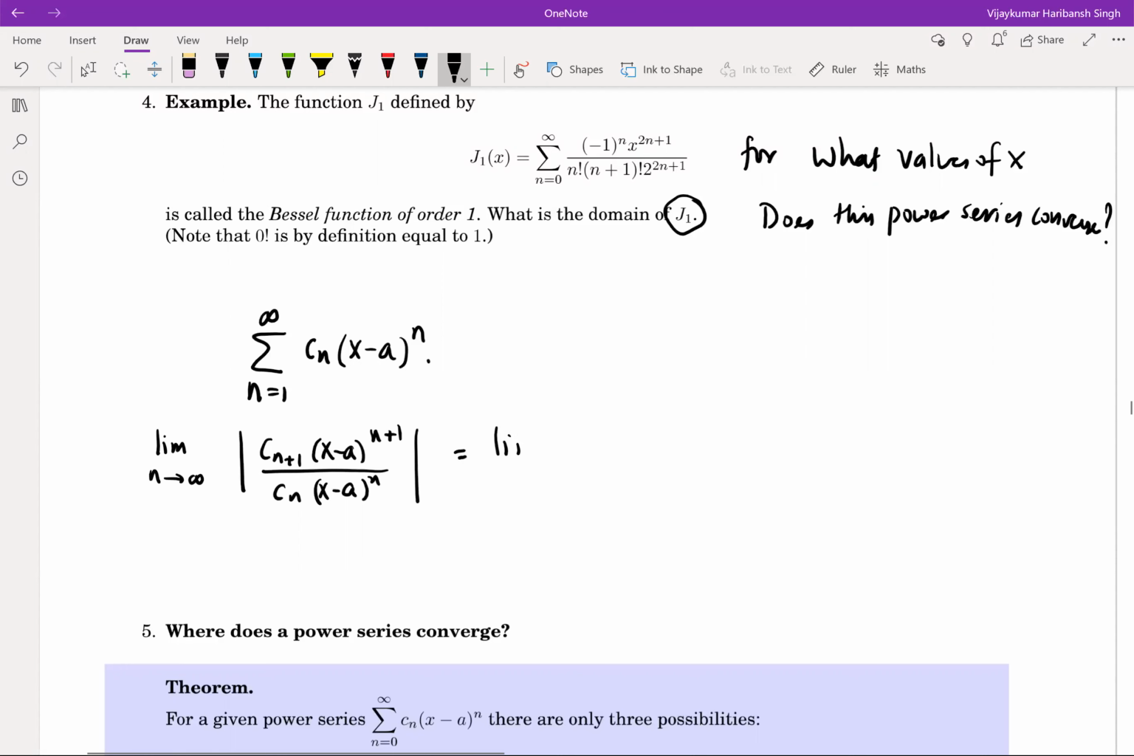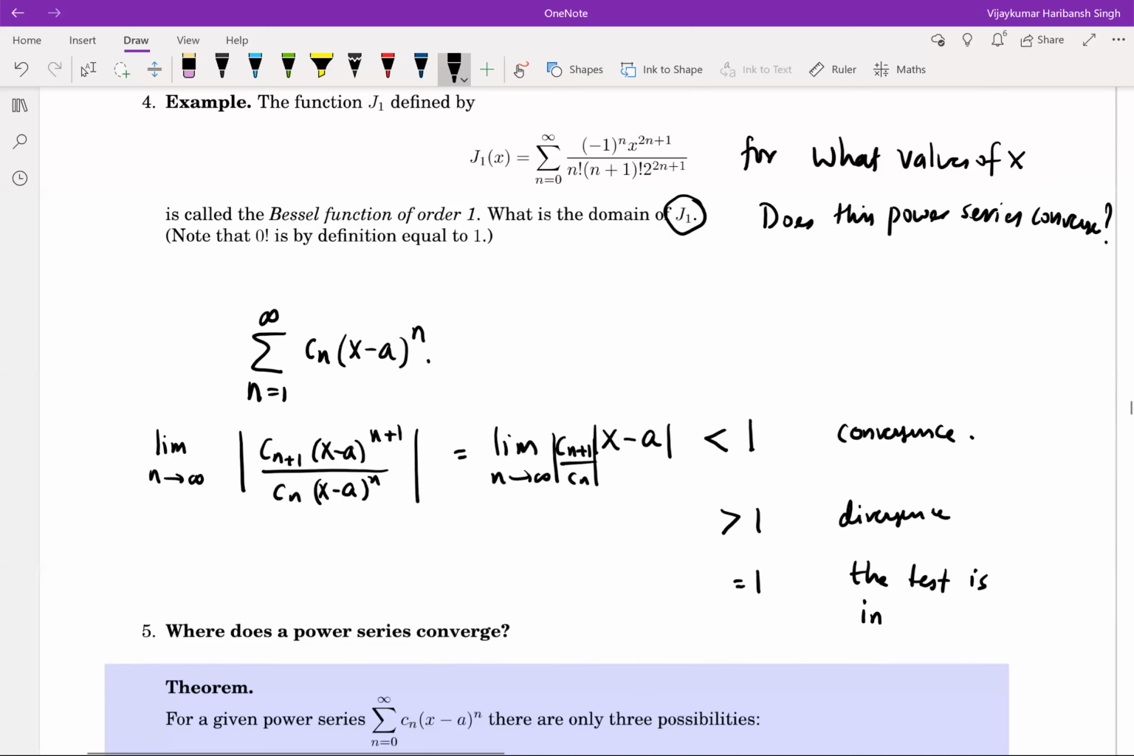Then you get the limit as n goes to infinity of, this will cancel out, you'll have the absolute value of x minus a times Cn plus 1 upon Cn. If this is less than 1, then convergence is guaranteed. If this is greater than 1, then we have divergence. And if this is equal to 1, the test is inconclusive. Do you agree?